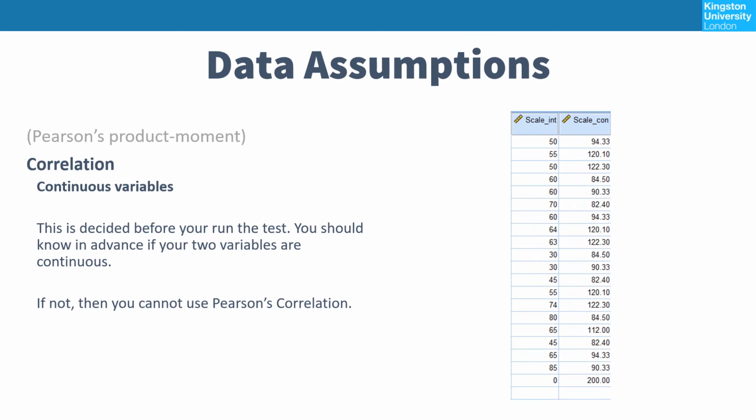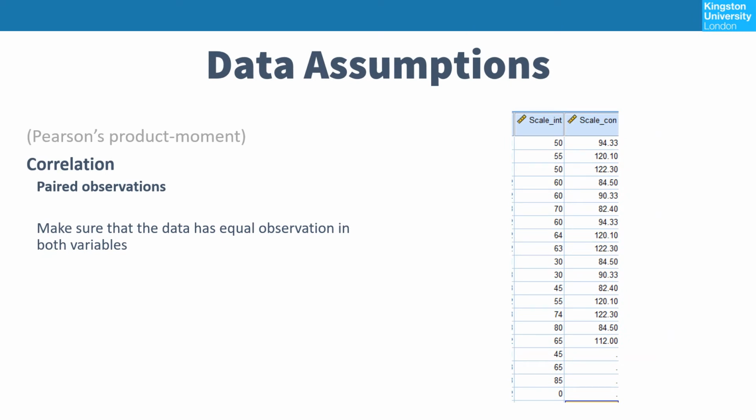With respect to the assumption of continuous variables, this is something that you, of course, would need to determine beforehand. You need to know what type of data you're actually looking at, and if the two variables are not either interval or ratio, then this type of analysis is not appropriate. So this is something you need to decide beforehand to make sure that you're running the correct analysis.